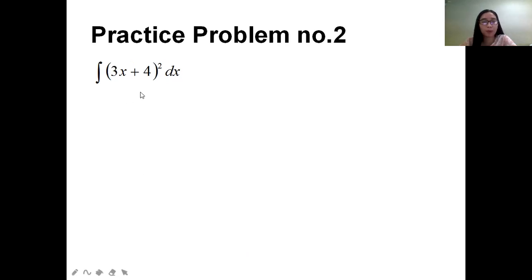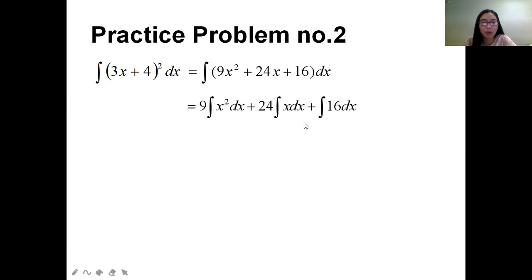So practice problem number 2: integral of quantity 3x plus 4 squared dx. Before we proceed in performing the integration process, we should rewrite the given integrand. So we have integral of 9x squared plus 24x plus 16 dx. Then we can distribute the integral sign all throughout the integrand. Before we perform the integral, we need to bring out the coefficients first. So the next step is 9 integral of x squared dx plus 24 integral of x dx plus integral of 16 dx.